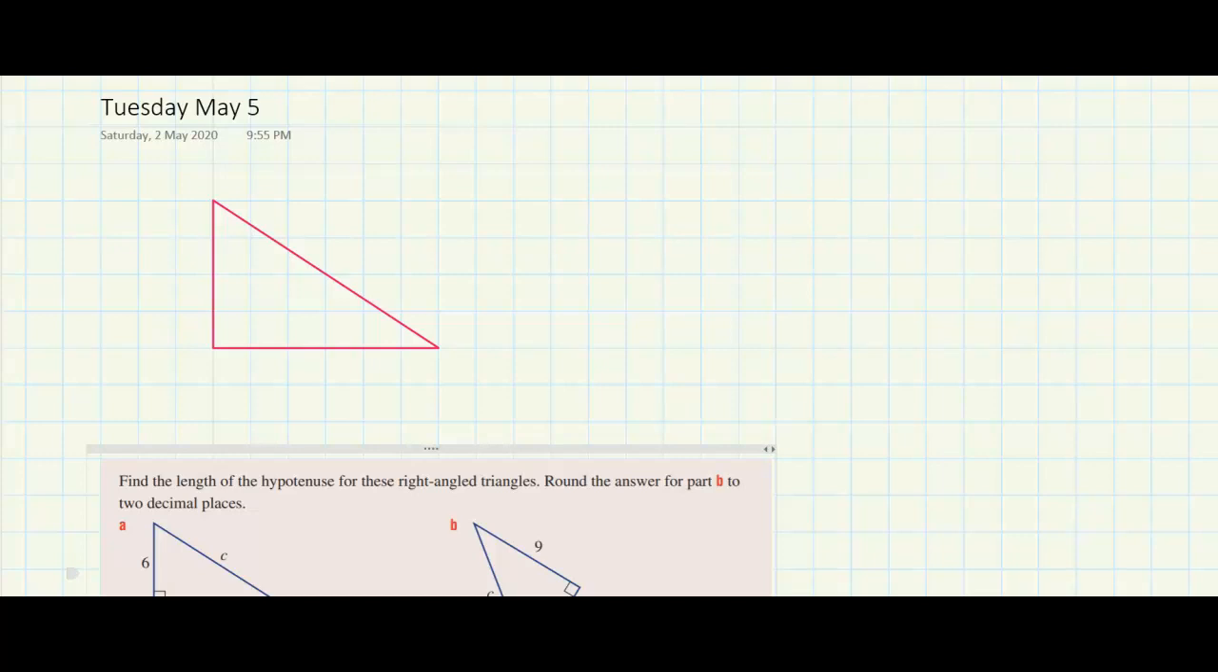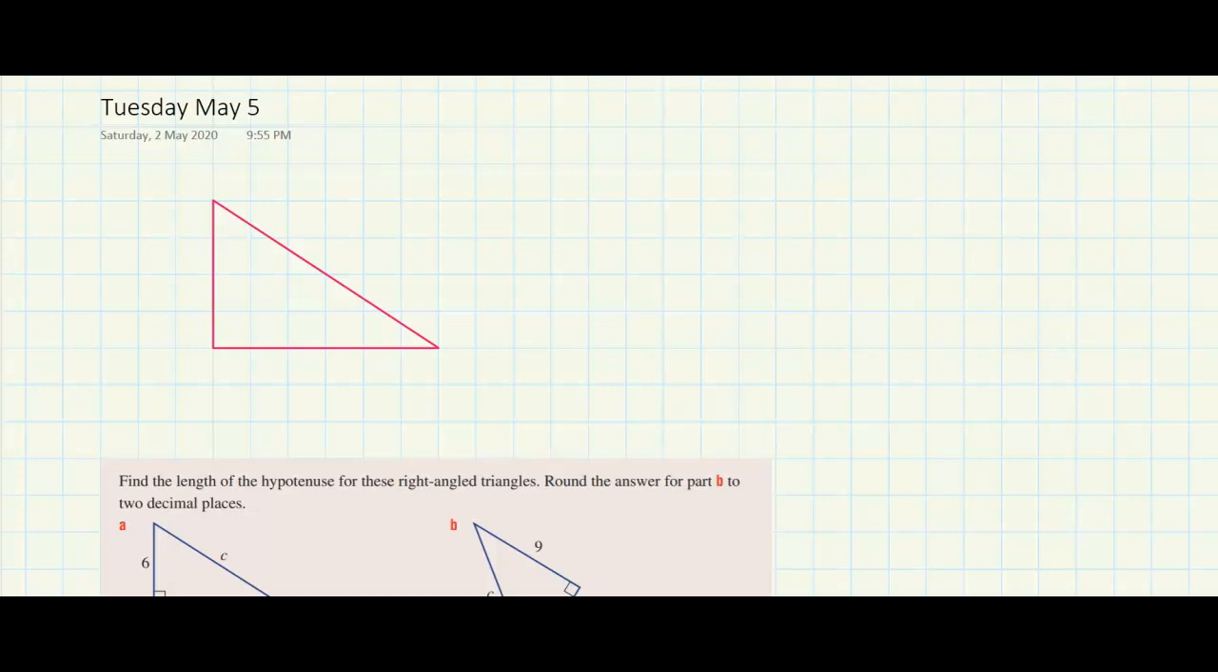Okay, welcome back, Year 8, to our second screencast in this Pythagoras Theorem series. Before we get stuck into this lesson, we just want to do a little recap of what happened in part 1.